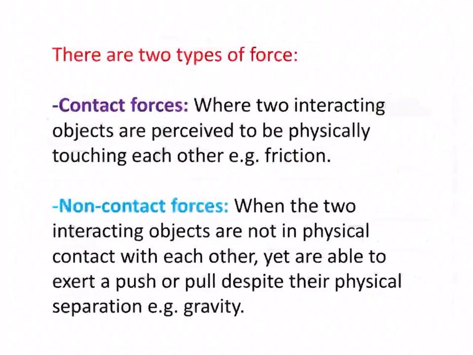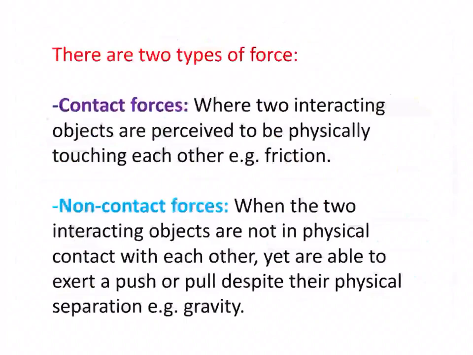But there is also non-contact forces. This means two interacting objects are not physically in contact with each other, but they can still exert a push or a pull, despite their physical separation. So, for example, gravity. Gravity pulls things downwards even though there is no actual physical interaction on the object. We could also have a magnet. A magnet could pull an object towards it even though it is not touching.